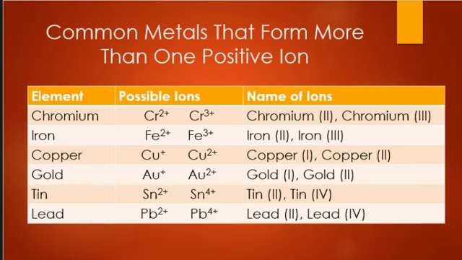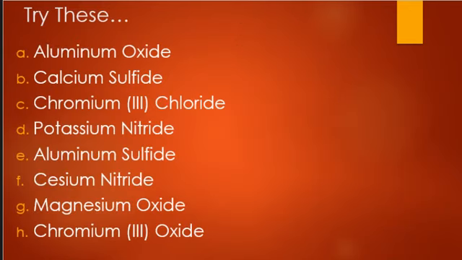So here are common metals that form more than one positive ion. Chromium can be +2 or +3. Here they're Roman numerals, 2 or 3. Iron can be 2 or 3. Copper can be 1 or 2. Gold can be 1 or 2. Tin, 2 or 4. And lead, 2 or 4. So when you're going through that in your book, just remember that's what this was talking about. It's how sometimes they will have a different ion. So let's name these.